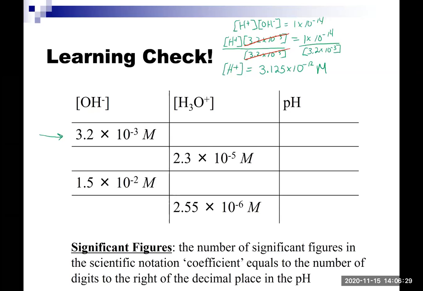Now, we start out with 3.2, so we're going to have 2 digits here in our sig figs, so that puts us here. So it's actually 3.1 times 10 to the minus 12. And now to get the pH, all we need to do is take the negative log of 3.1 times 10 to the minus 12. So it's already in your calculator. You just hit your log key, and then, of course, a negative of a negative.